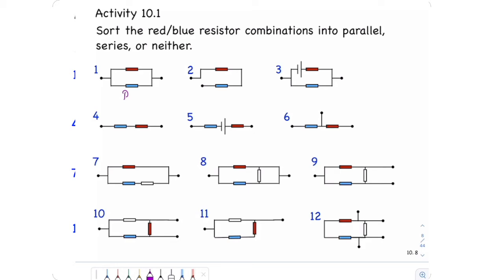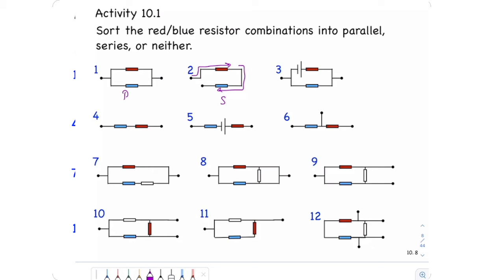I'm hearing series for number two. Someone who says series, what's your reasoning? Samar? Yeah, the same current, whatever current flows through one has to flow through the other. So they're in series. And it might be more obvious if we straightened the wire out so that they were in a line. But what's important is that the current through one has to go through the other. So these are in series.